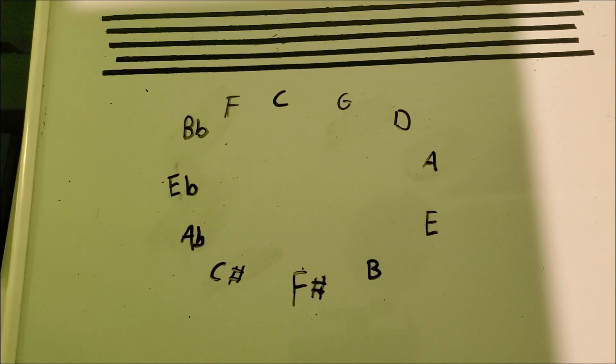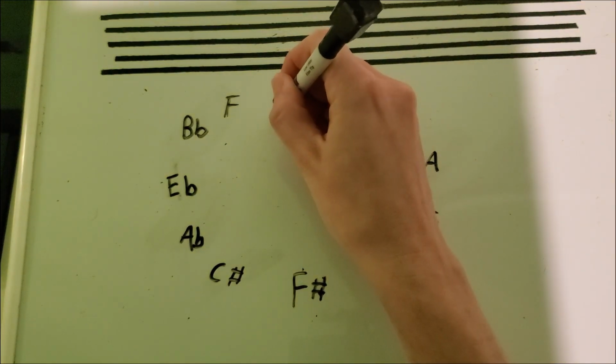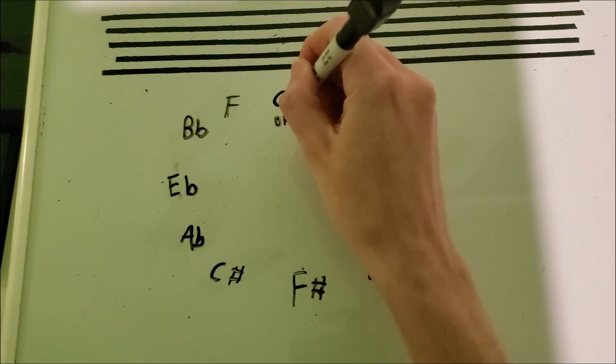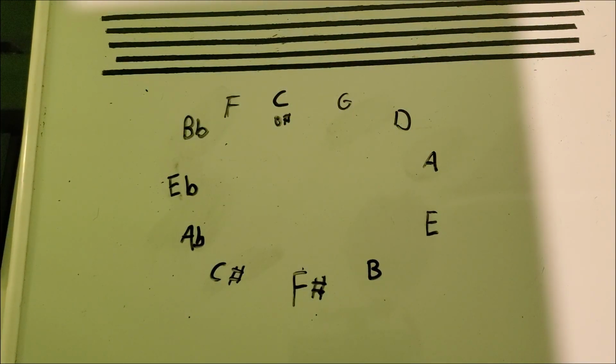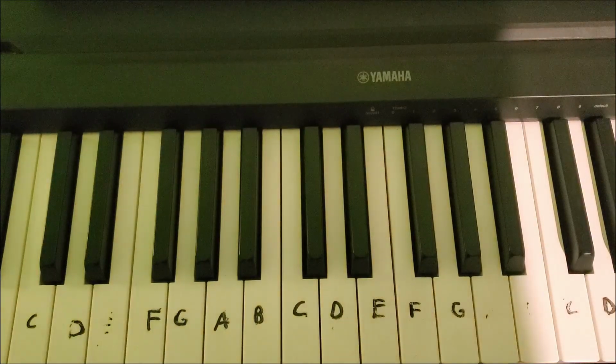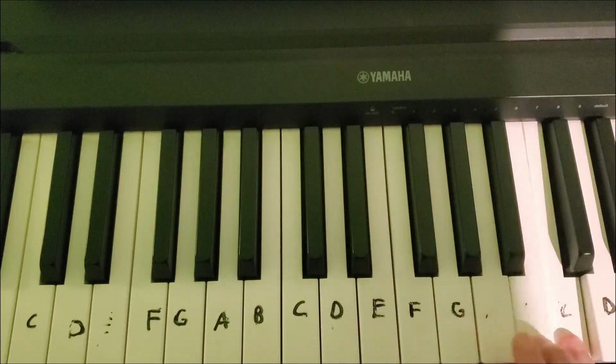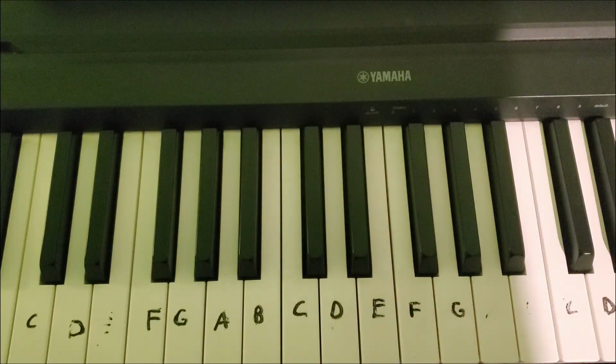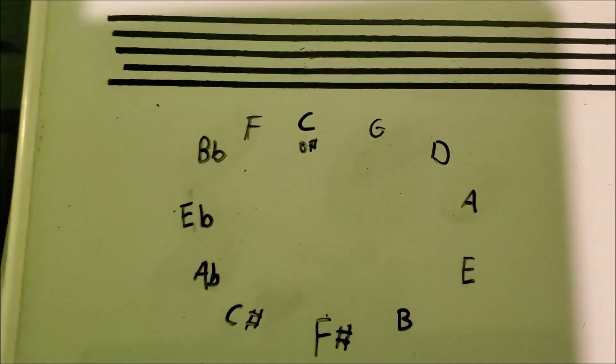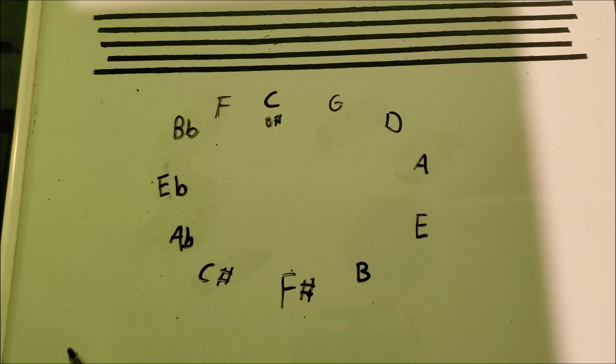So we're going to start with the key of C. That one is probably one of the easiest ones. Key of C does not have any sharps or flats at all, so I'm just going to label that as 0 sharps. It's pretty easy. If I were to play this on the keyboard, you would see this here. They're all white keys. No blacks, no flats or sharps in that one.